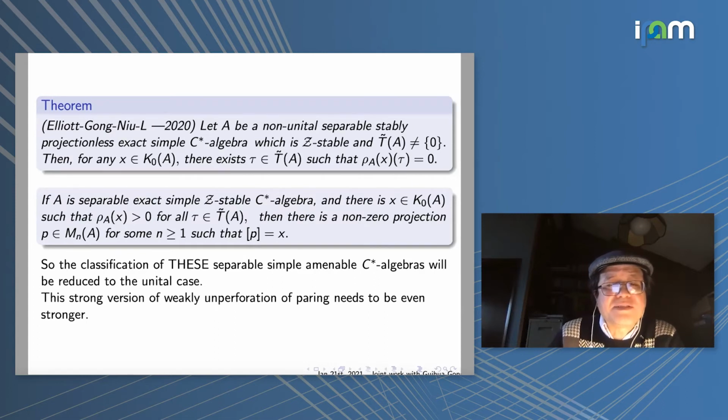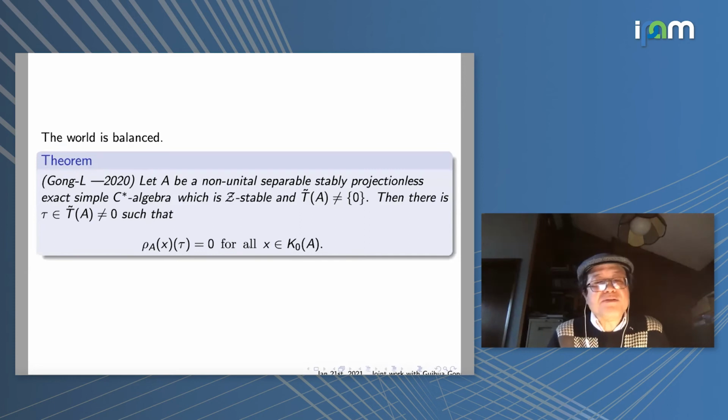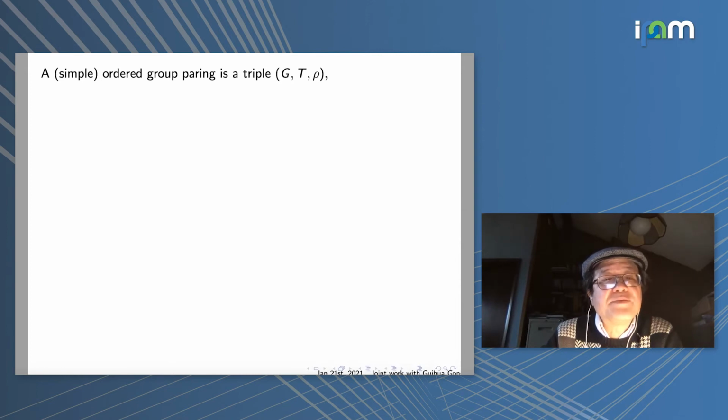But it turns out even this strong version of weakly unperforated pairing needs to be even stronger. So we actually have this statement: not only do you have, for any element, some zero somewhere, you have a common zero on the trace. And this is really what we needed in the end. All right, with all these restrictions, or what I call the description of the invariant, we'll state a little bit later. And we can talk about the invariant.